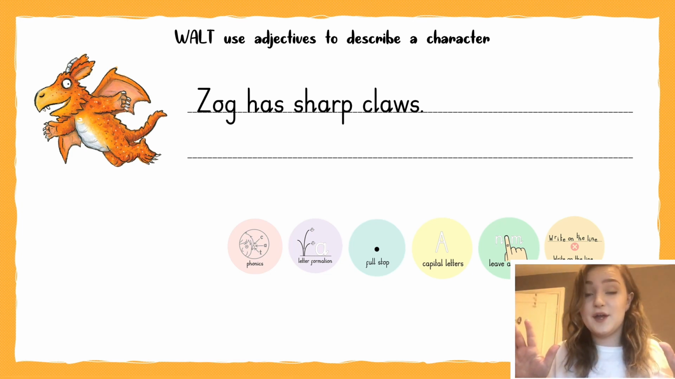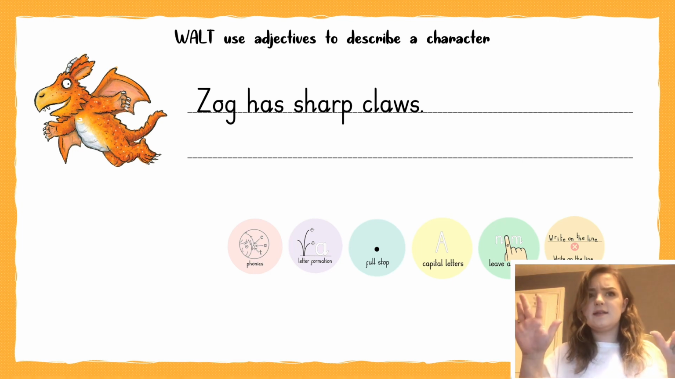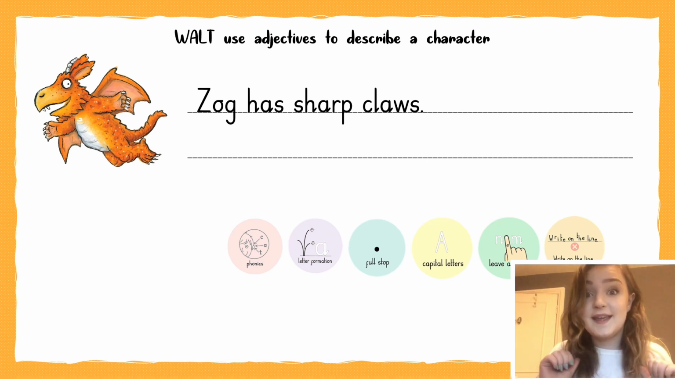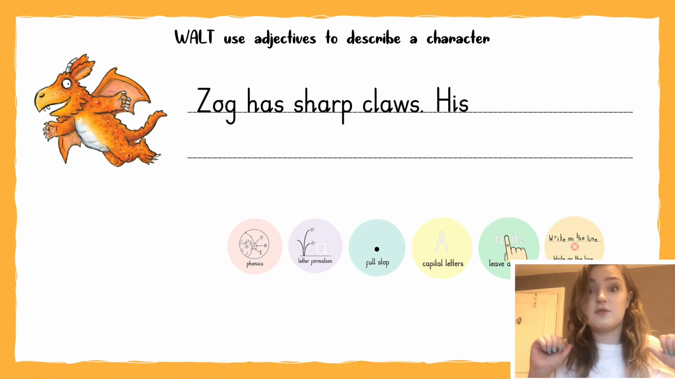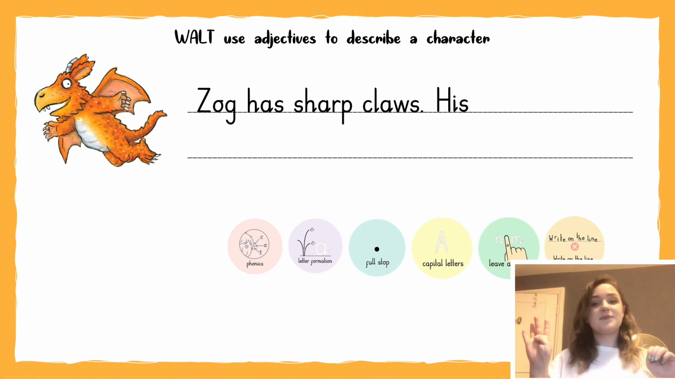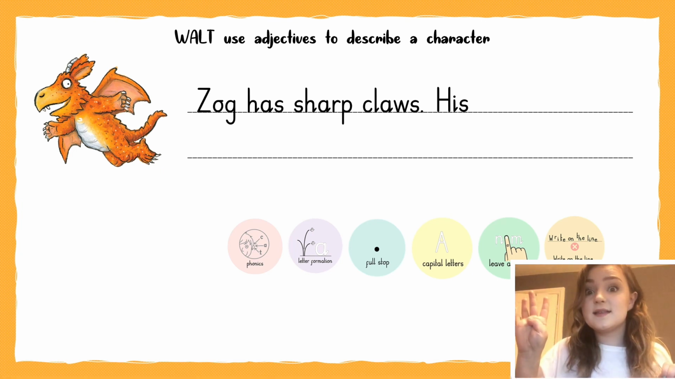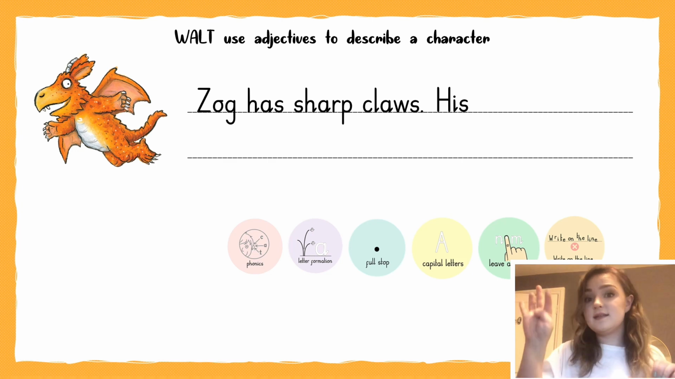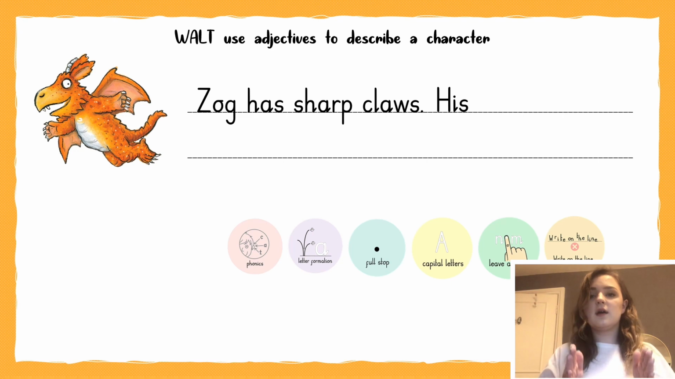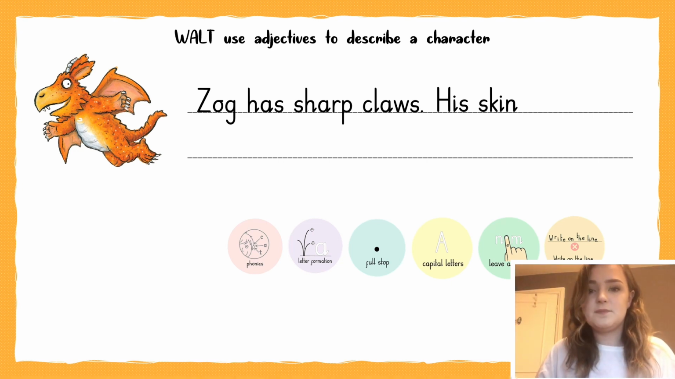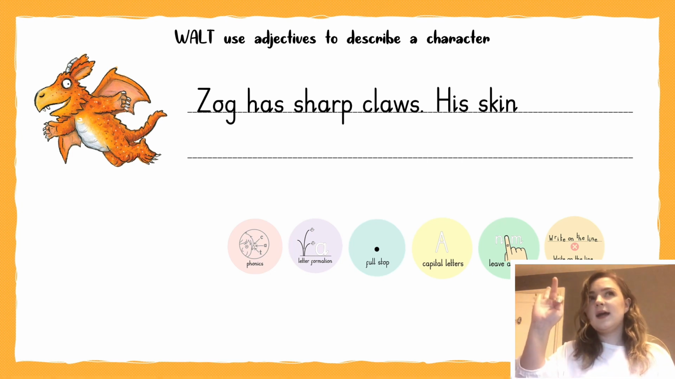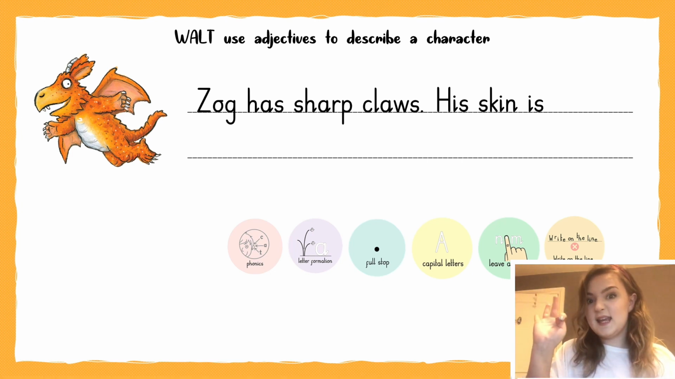So let's give it a go. What was our first word? His skin is orange and bumpy. What's my first word? His. Well done. So I'm going to write his. That's my first word. His skin. That was my next word. So I'm going to write that down. I'm going to sound it out. Skin. And I'm going to write that down. Well done. His skin is. Let's write is. His skin is.